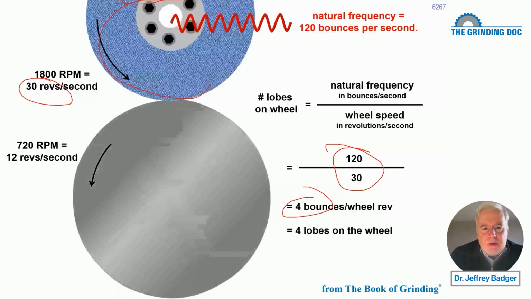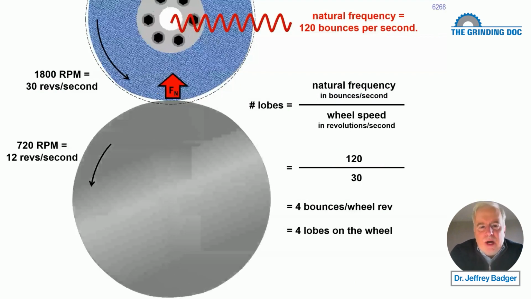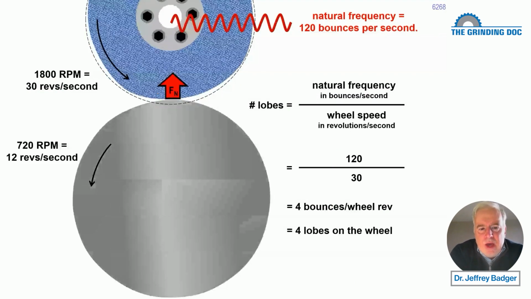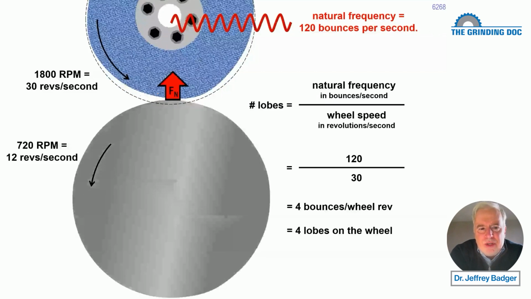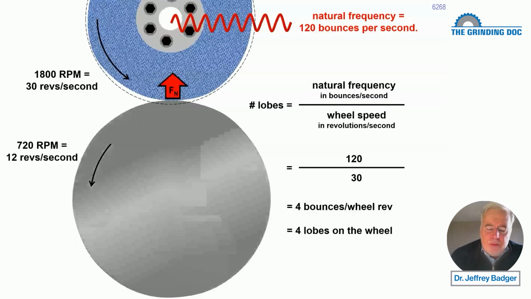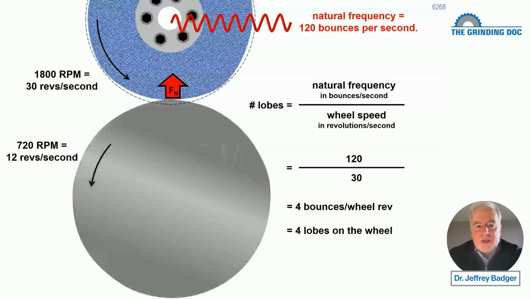But it's not a big deal. He bounces up and down and he wears 4 lobes on the wheel. Not a big deal, though. Everything's okay. We exaggerate here in this video, but it's just a little bit more wear around certain parts of the wheel. But now if we have that little bit more wear around certain parts of the wheel, what's going to happen? That force is going to vary.